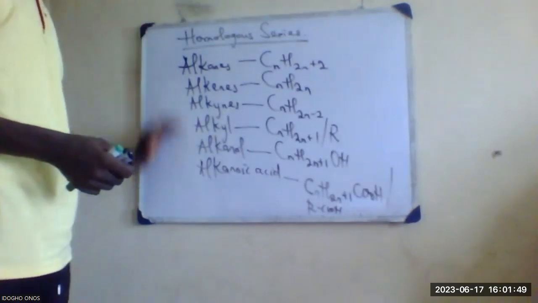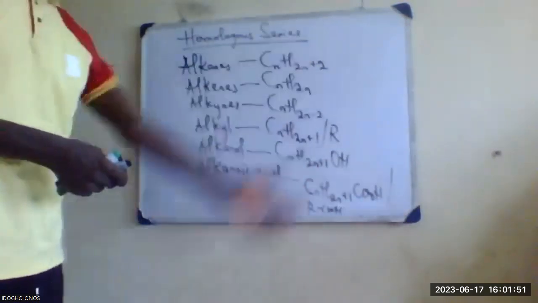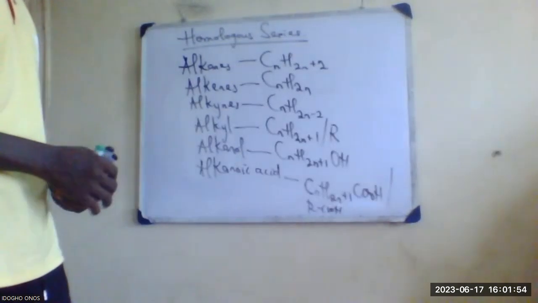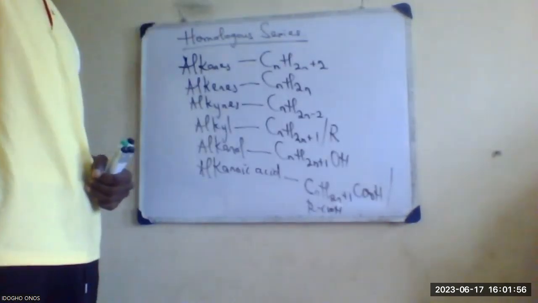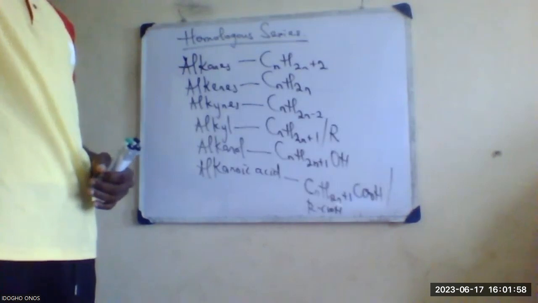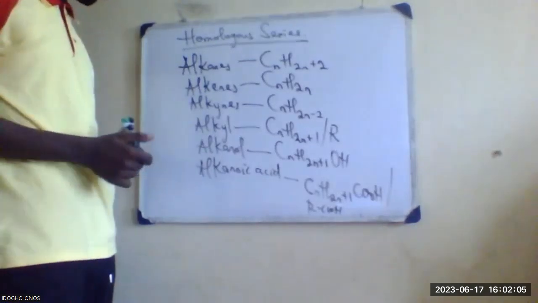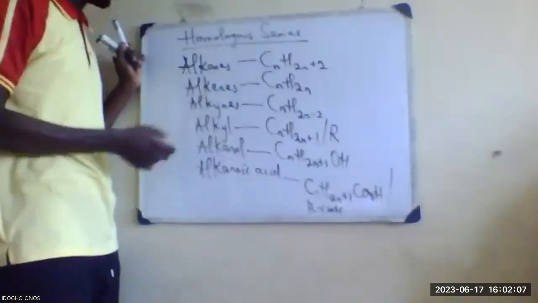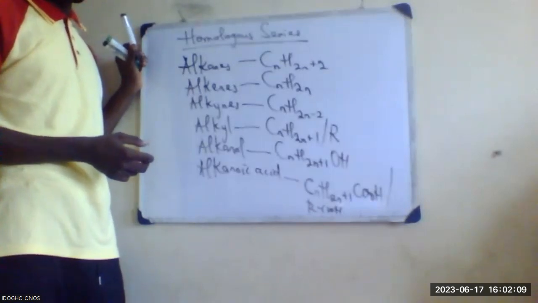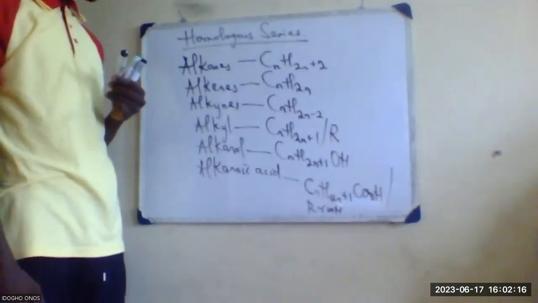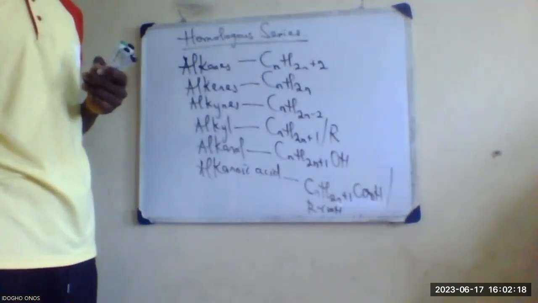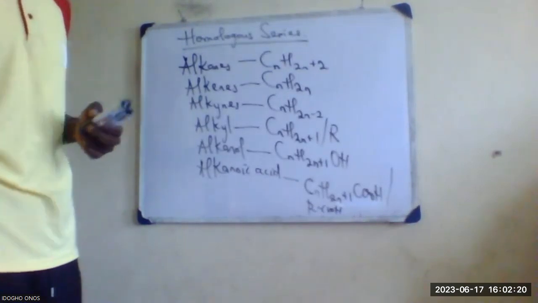These are examples of homologous series and their general molecular formula. It is important to let them know the properties of homologous series. The properties are not far-fetched. One is that all members of a homologous series have a general molecular formula. Then all members of a homologous series can be prepared by similar methods.